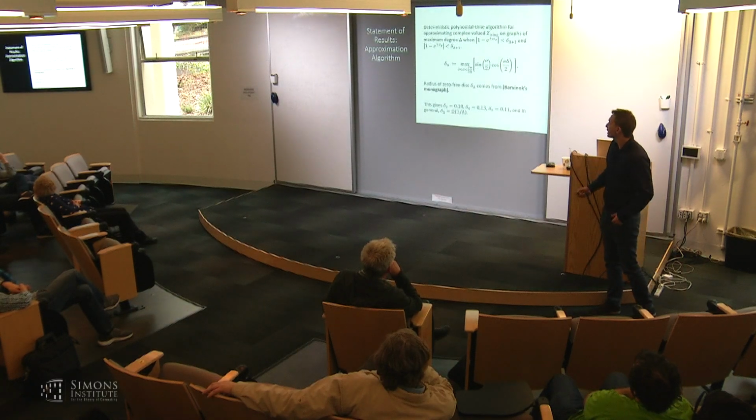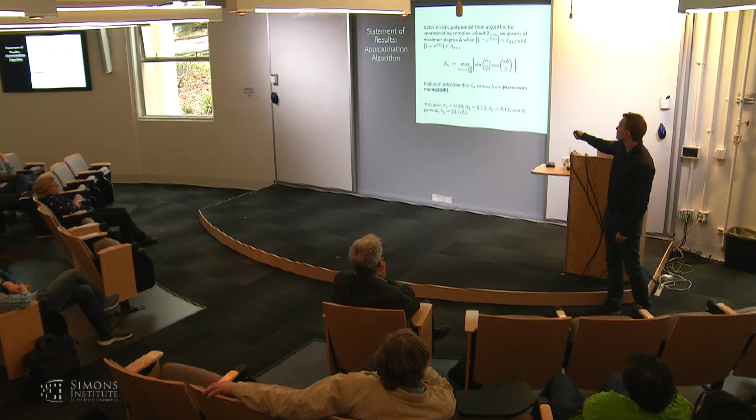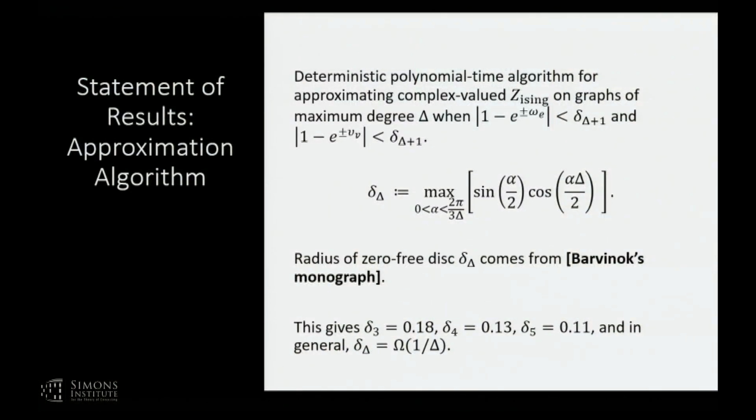Okay, so let's just state the results. Our main result is a deterministic polynomial-time algorithm for approximating the complex-valued Ising model on graphs of maximum degree delta, when the interactions between the field and the vertices are bounded close to zero, and that's bounded by this constant, which comes from Barvinok's monograph. You can get some values here, but the main important thing is this goes roughly as 1 over the maximum degree of the graph.